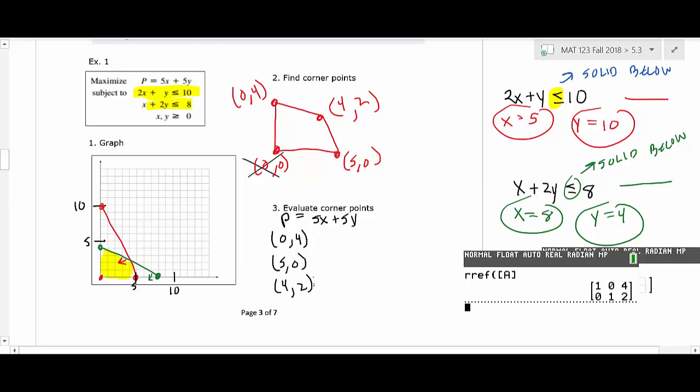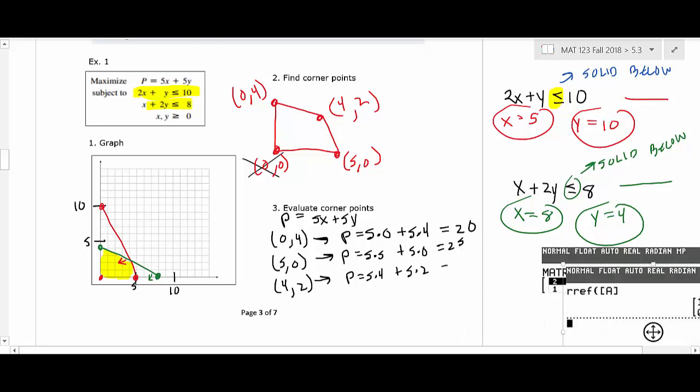And don't make an assumption that it's always going to be the one you did the matrix on. It will not always be that one. So you plug in. The profit is 5 times 0 plus 5 times 4 on the second one, so that's 20. Then plug in the second corner point: 5 times 5 plus 5 times 0, so that one's 25. And the last one is 5 times 4 plus 5 times 2. So that's 20 plus 10, which is 30. So the answer to the problem is 30.